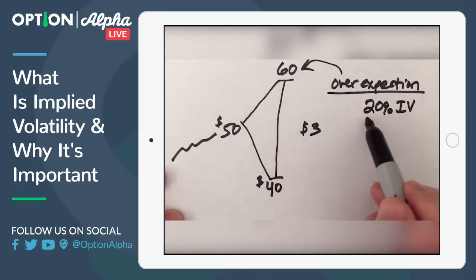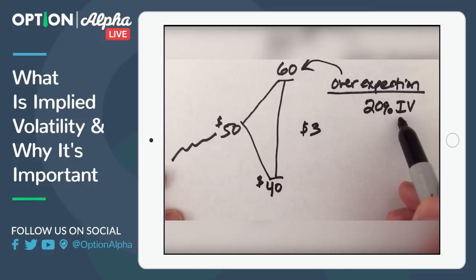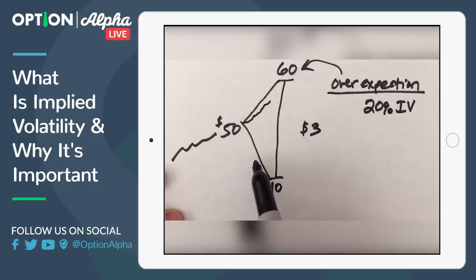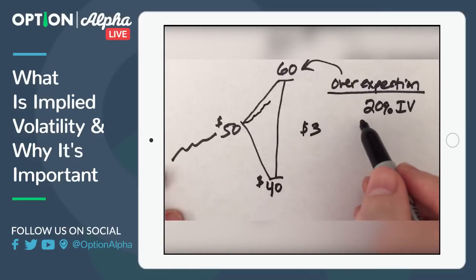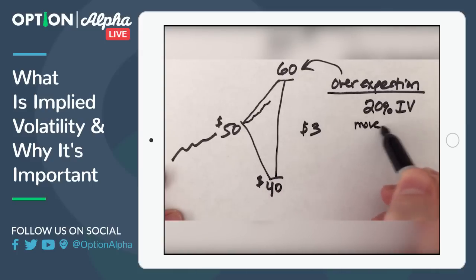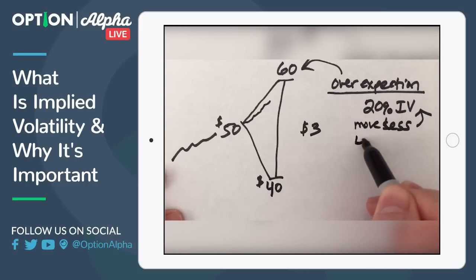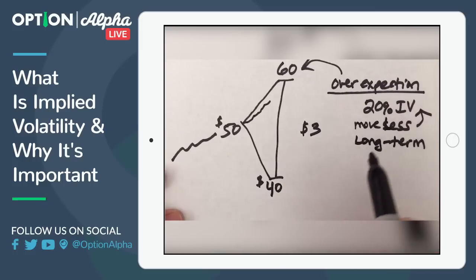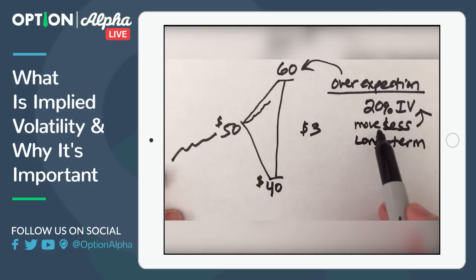If implied volatility's reading right now is 20%, when we actually see the math play out over time, meaning the stock starts trading and moving over time, what we actually see is that the stock moves less than this number suggests long term. Okay? That means that implied volatility always bakes in an over expectation of the stock moving.